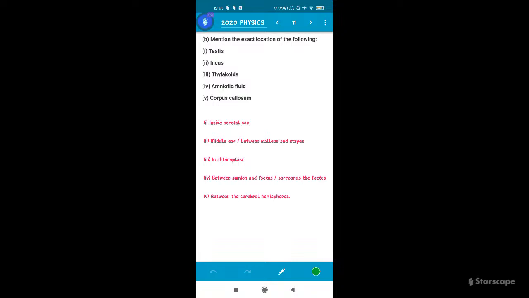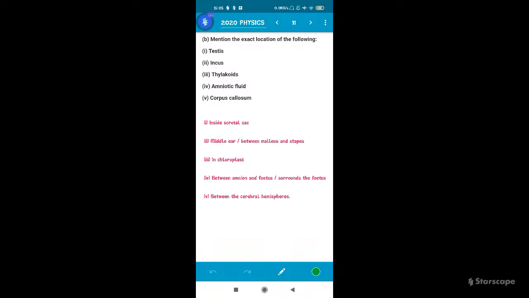Now your next question is thylakoids. Directly you can write that it is located in the chloroplast. That's all. You don't have to mention any other thing. But if you just write in the leaves, or you are writing that it is present in a plant, you will not get marks for that. You have to be specific, okay?